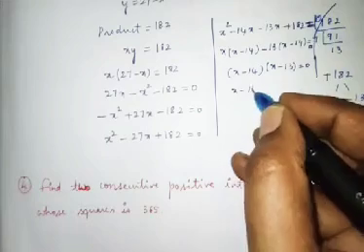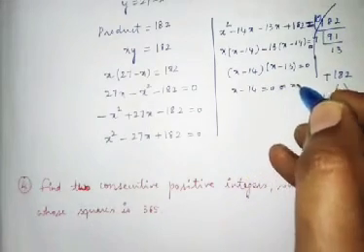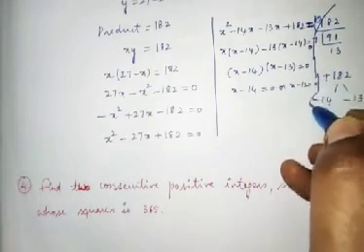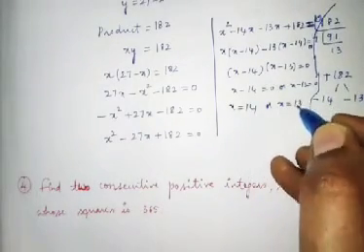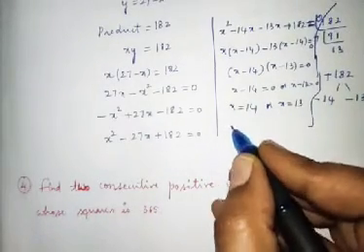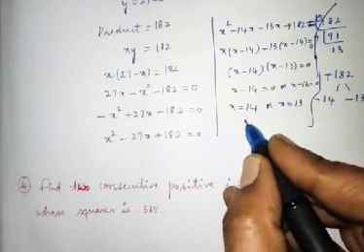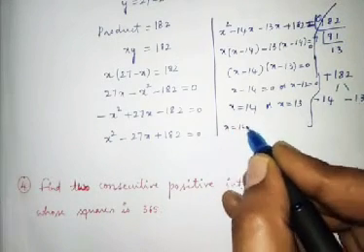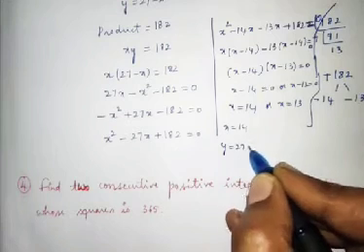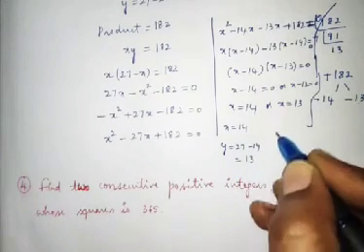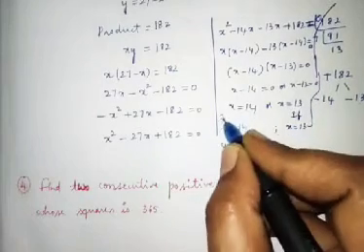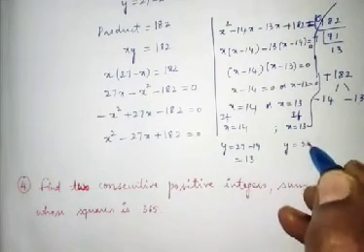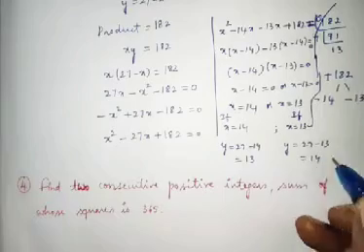So x minus 14 is 0 or x minus 13 is equal to 0. Therefore x is 14 or x is equal to 13. So now if you take the first number as 14, then y must be 27 minus 14, which is 13. Or if x is 13, y must be 27 minus 13, which is equal to 14.